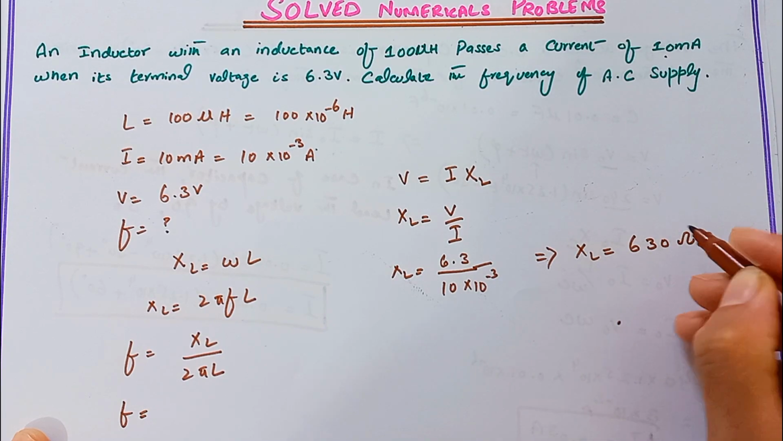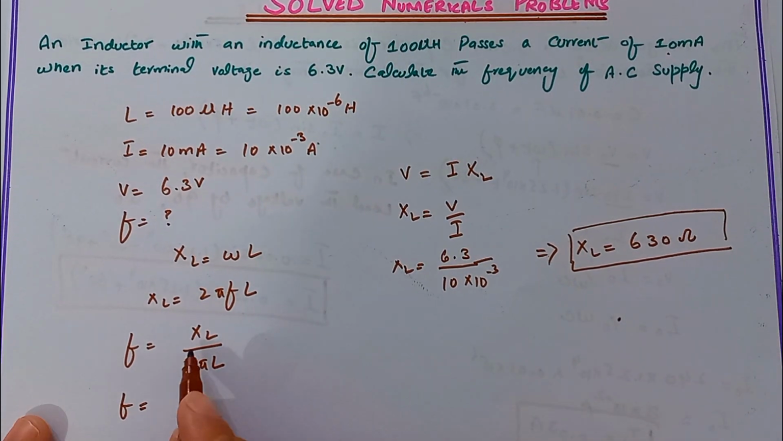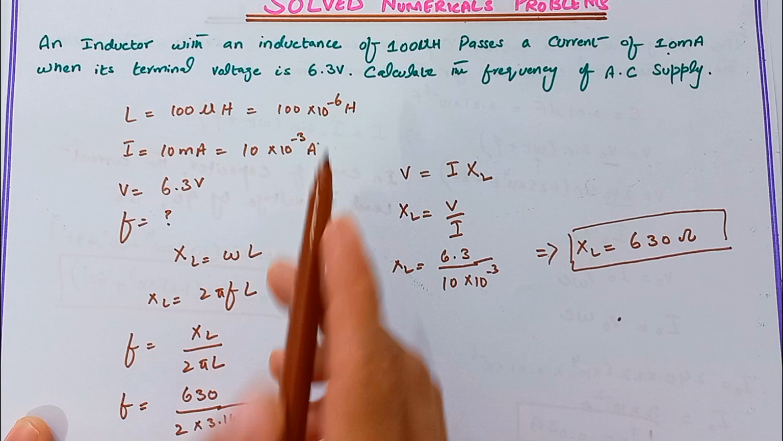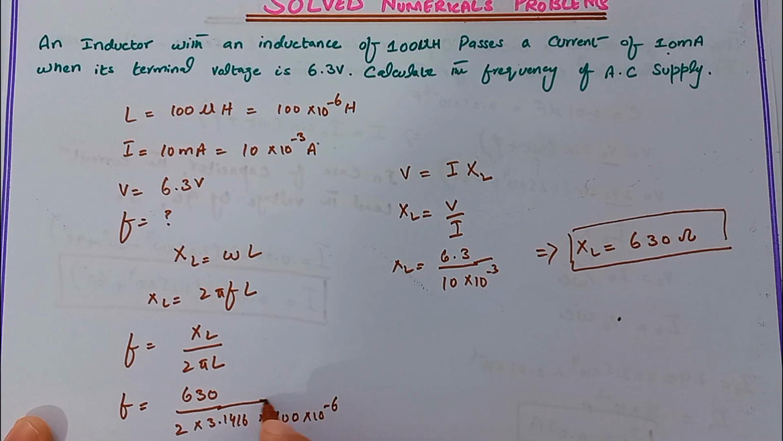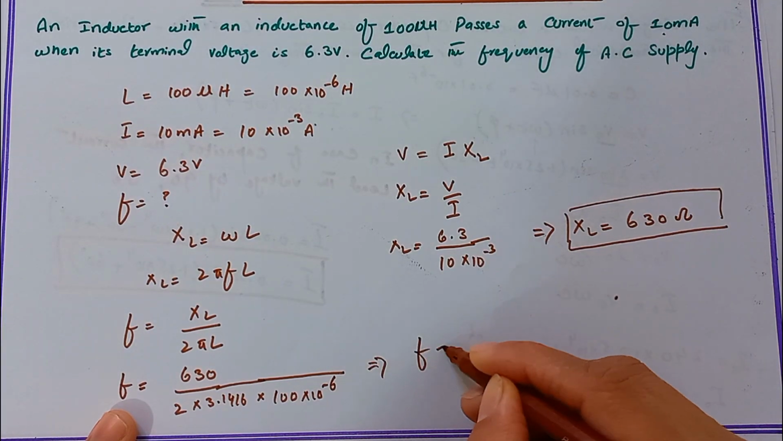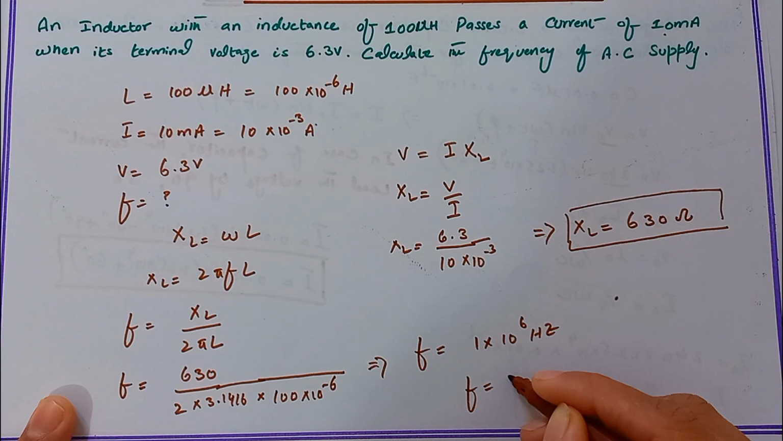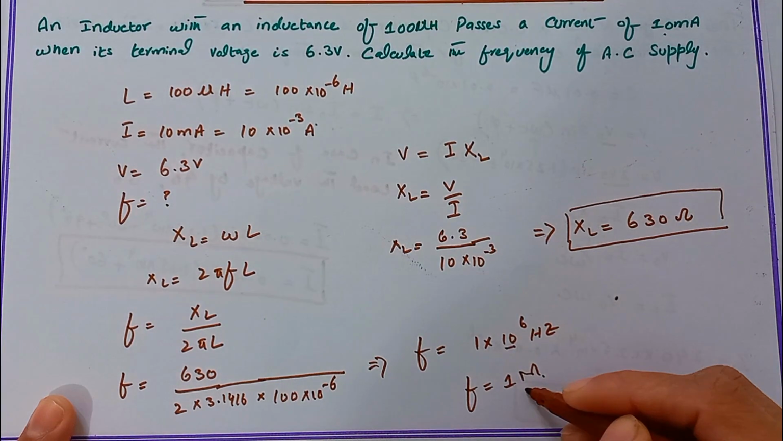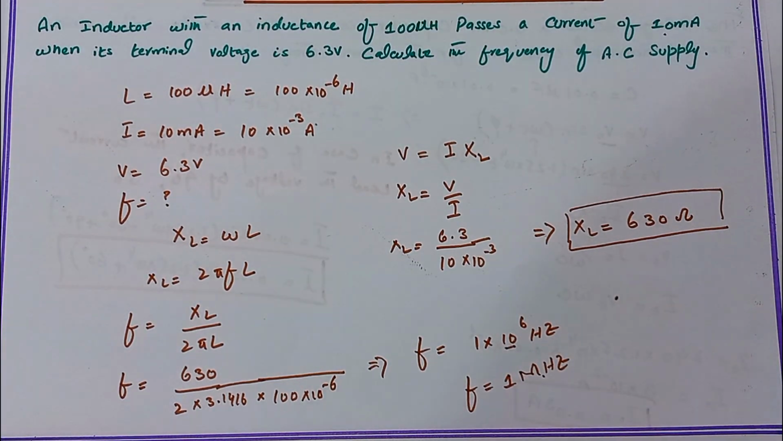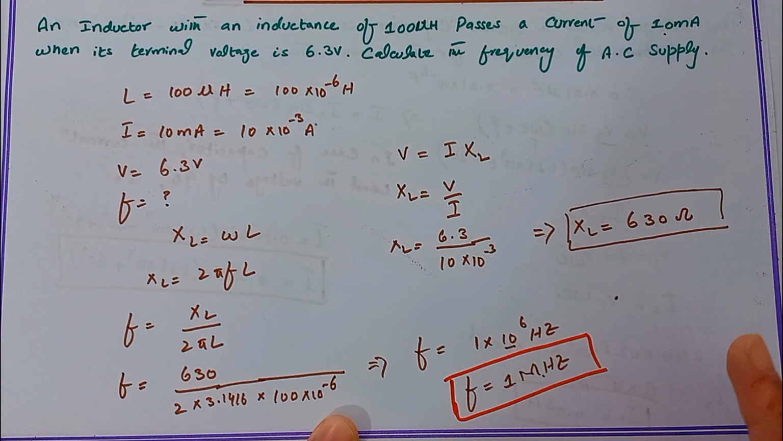is 630 ohm. We use this inductive reactance value in this formula, that is F is equal to 630 over 2 pi, where pi is equal to 3.1416, and L is equal to 100 into 10 to the power minus 6. If we calculate this by using a calculator, we find that the frequency is equal to 1 into 10 to the power 6 hertz. In short, we can write it as 1 into 10 to the power 6, that is mega, so it is equal to 1 megahertz. That is, we find the frequency of the AC supply that is applied through the inductor circuit.